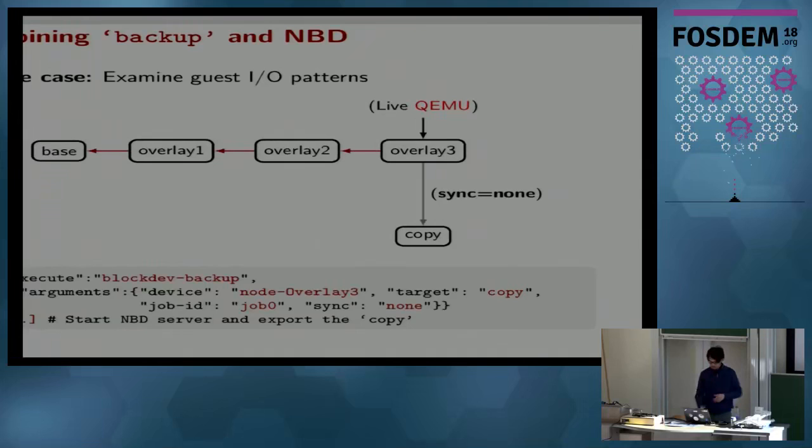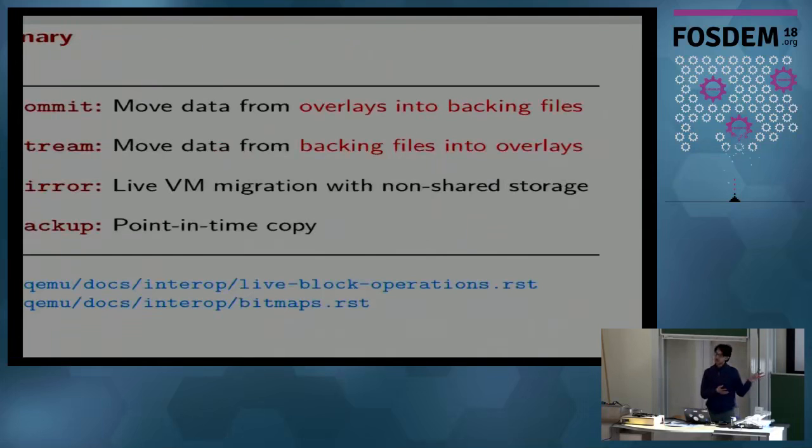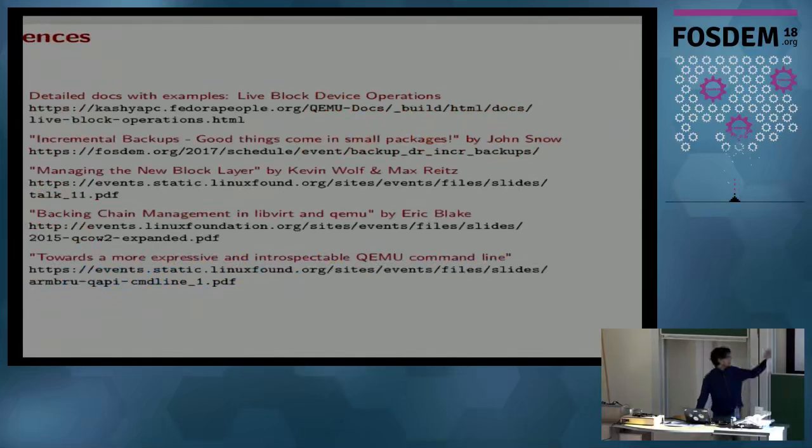So yeah, in summary, there are 4 of them: commit, stream, mirror, backup. 2 of them are a bit similar, and there are a lot more details in the links that I showed below, which have examples and other things you can refer to. This is the reference slide that I mentioned, which has links to other KVM Forum talks, where you can look at the gory details of QEMU if you're interested.